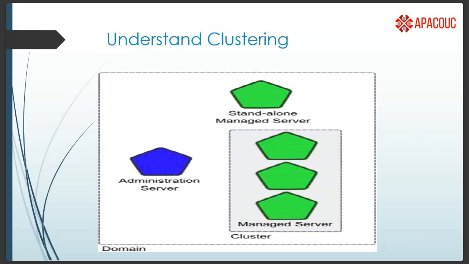So in the graph, as you see here, to understand the cluster, all you see here is logical, so the client will not feel it. I have the domain here, the outer box. I have the administration server inside. Inside the administration server, we have four managed servers, three configured as a cluster, and one as standalone.